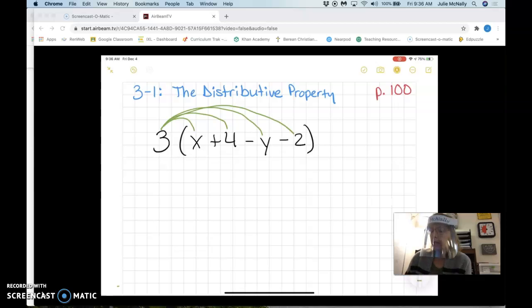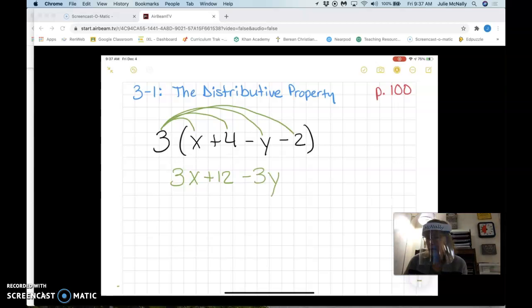What is 3 times x? 3x. Yes. And what is 3 times 4? 12, I heard. And then the next one, 3 times negative y. Negative. You got it. And the last one, 3 times negative 2. Negative 6. Okay, Holden, you're on a brain break as well.